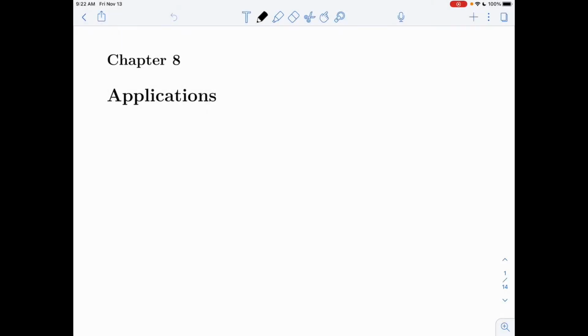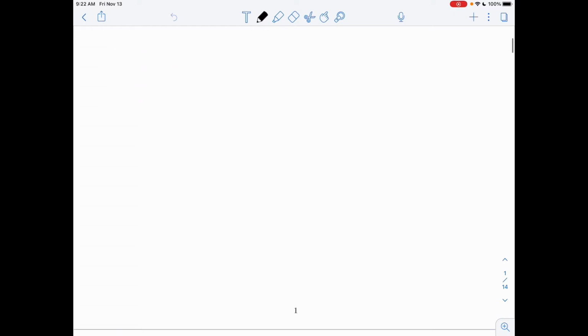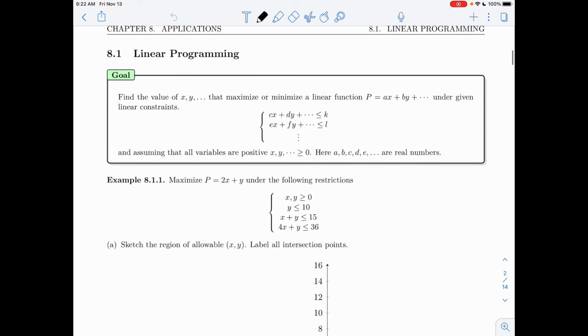Hello everybody and welcome to Chapter 8. We'll be starting to look at applications of linear algebra. Our first application will be to linear programming.